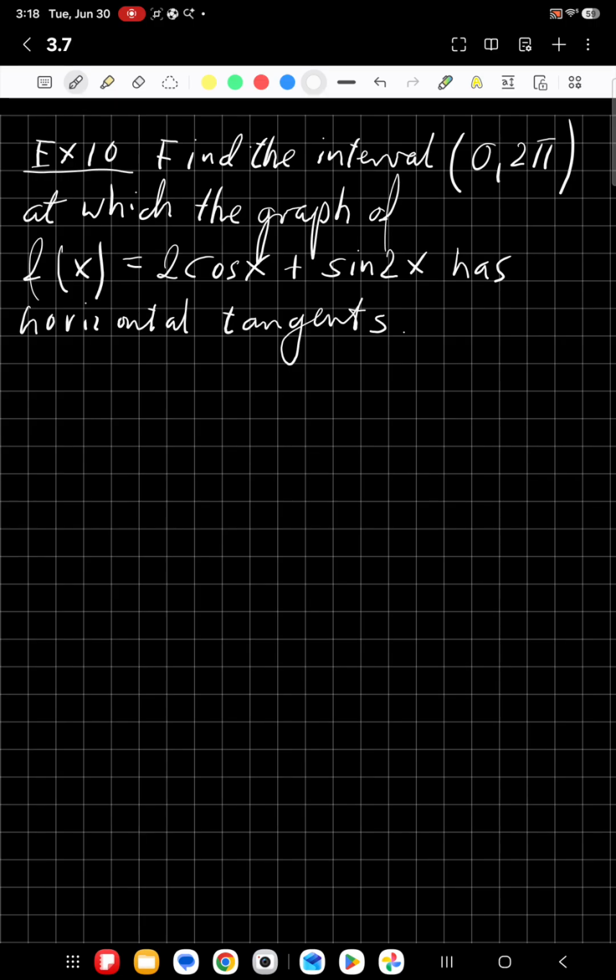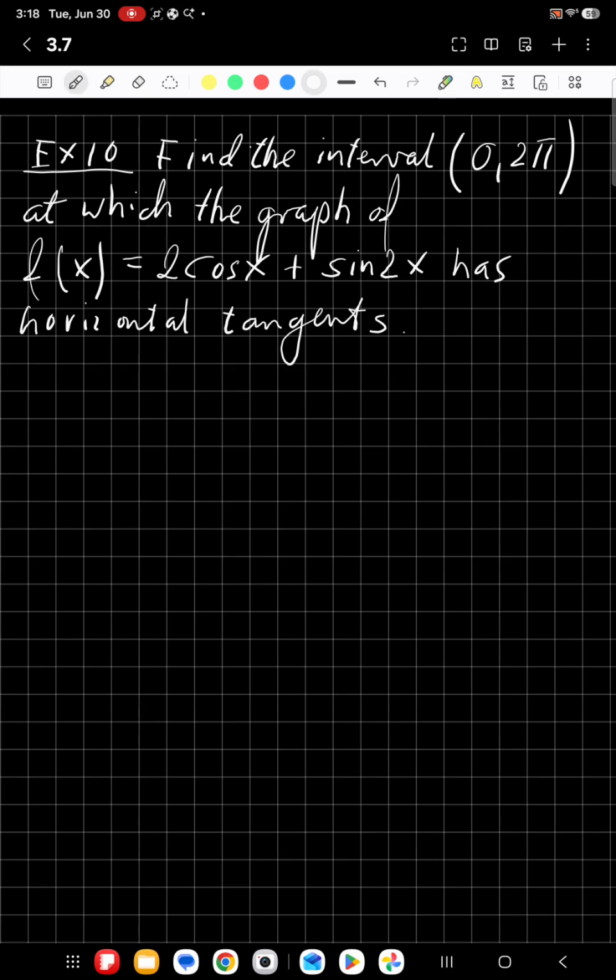Okay, so what is happening is that, right? We know that if we take the first derivative of our function, we're going to get a formula for slope, right? And that slope is going to have to be equal to 0, because I need horizontal tangents, right? Horizontal tangents have slope equal to 0. So first step is to find the first derivative.